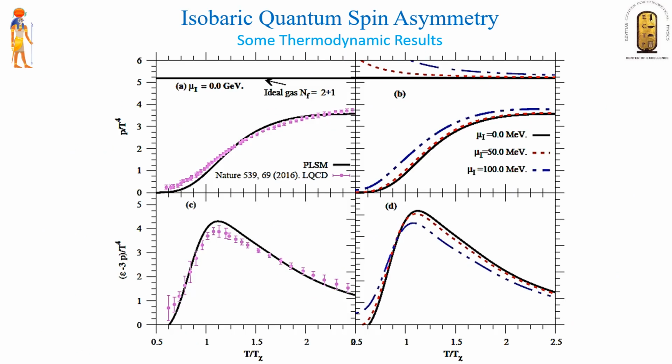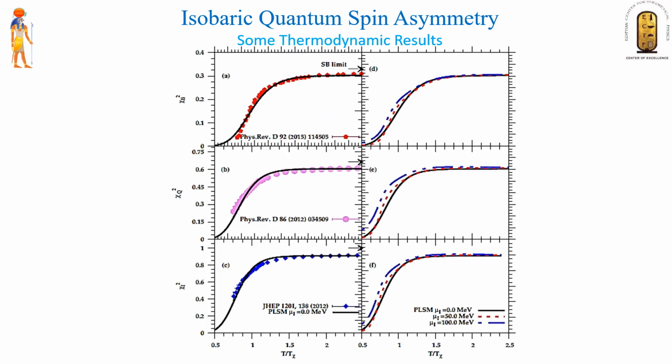Now here I'm comparing between the lattice calculation for the pressure normalized to T to the power 4 and our calculations. On the right-hand side, I'm giving here our expectations at finite isospin chemical potential. The same is done for the interaction rate on the bottom panel, where we are in good agreement with the available lattice QCD, and we have as well our expectation at finite isospin potential.